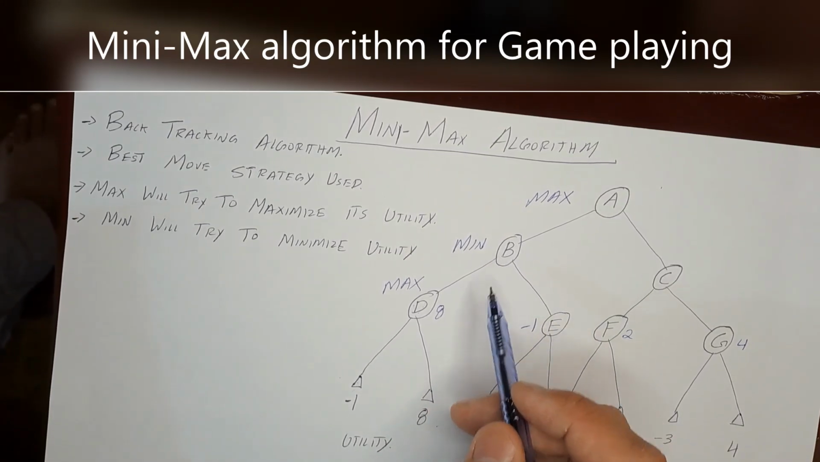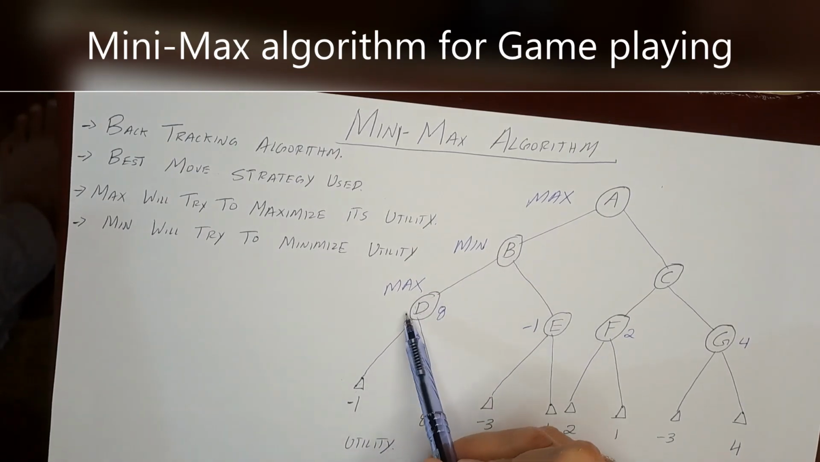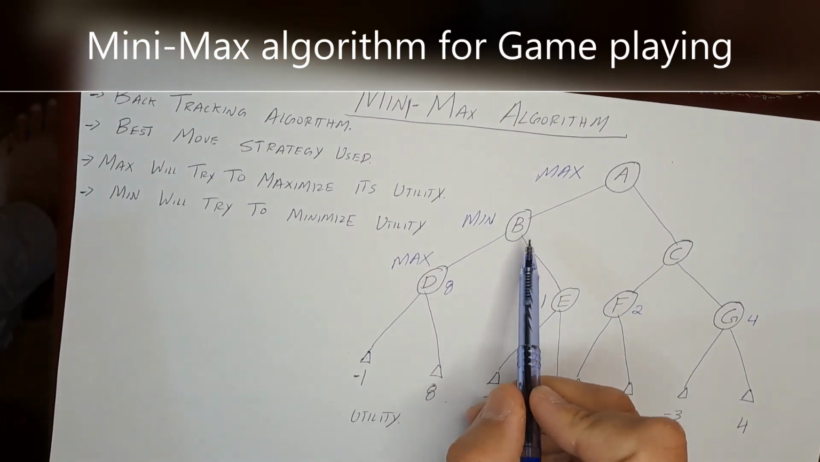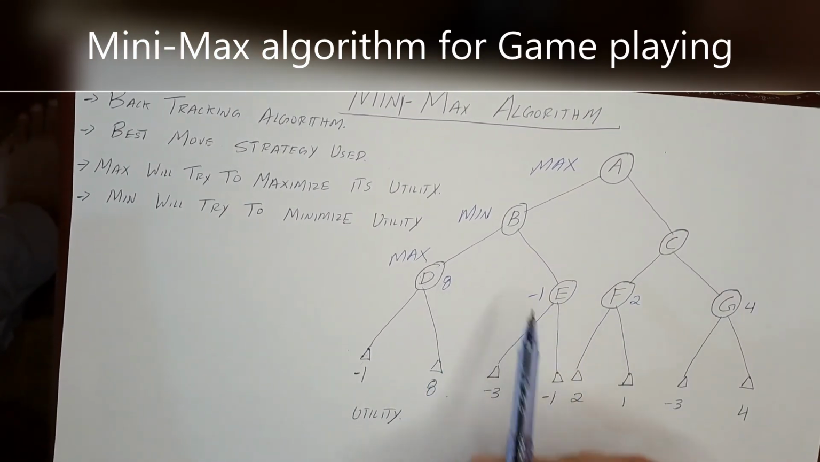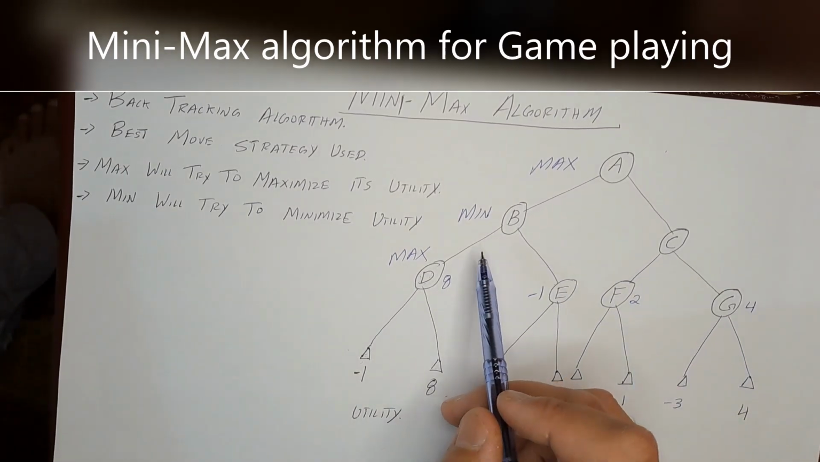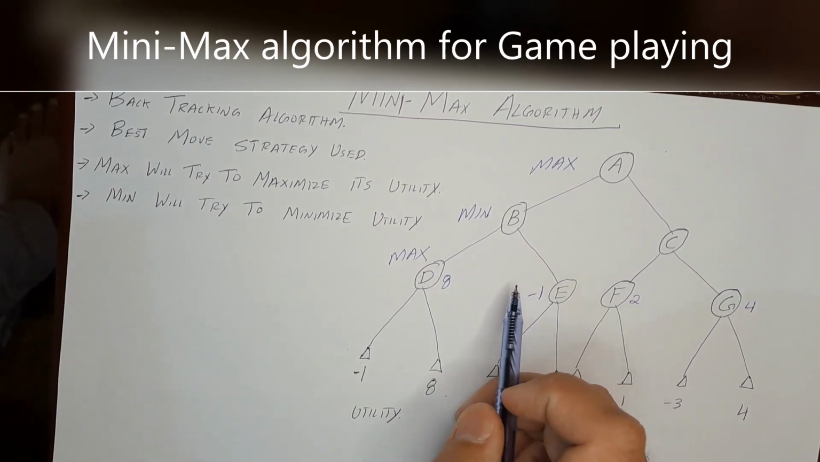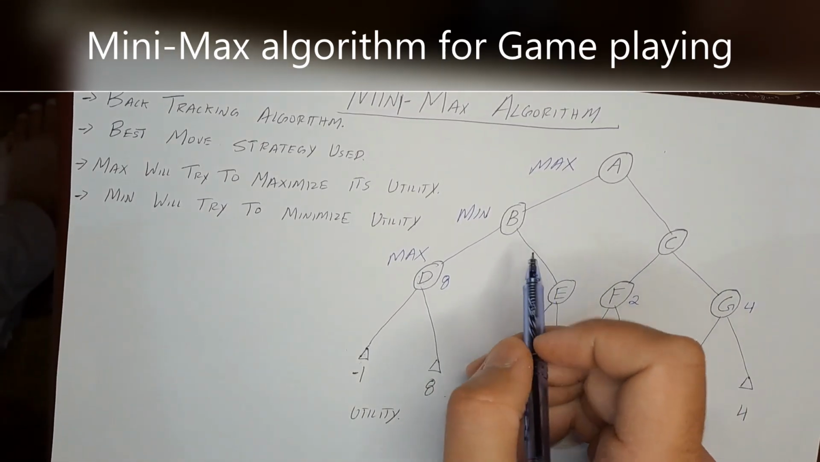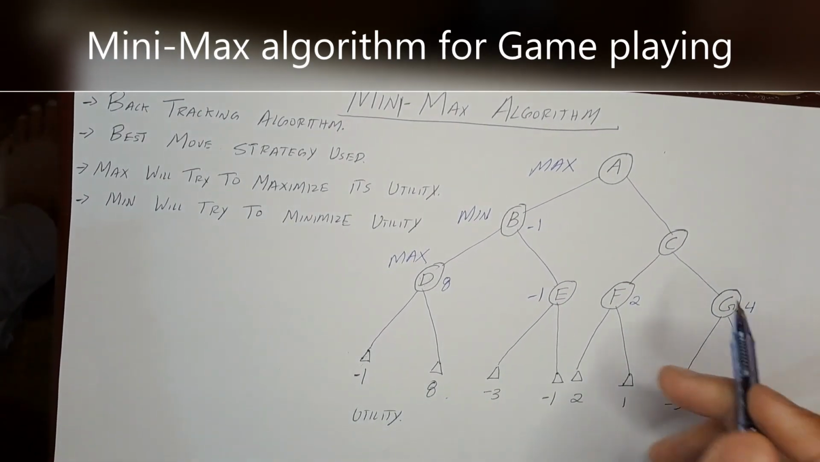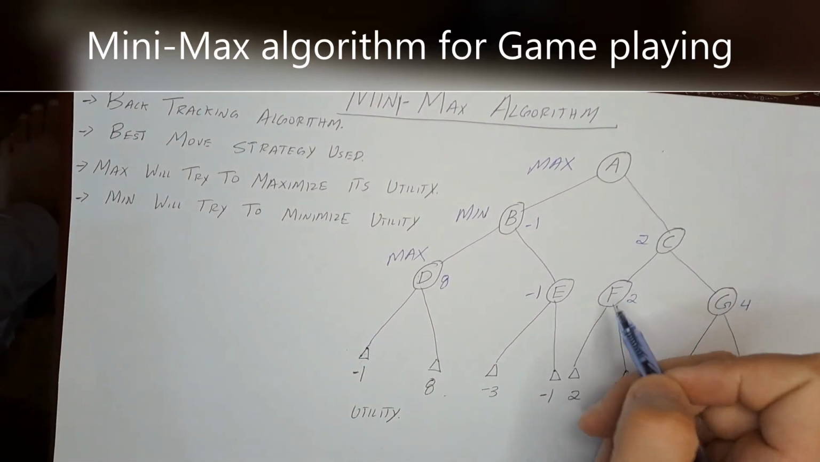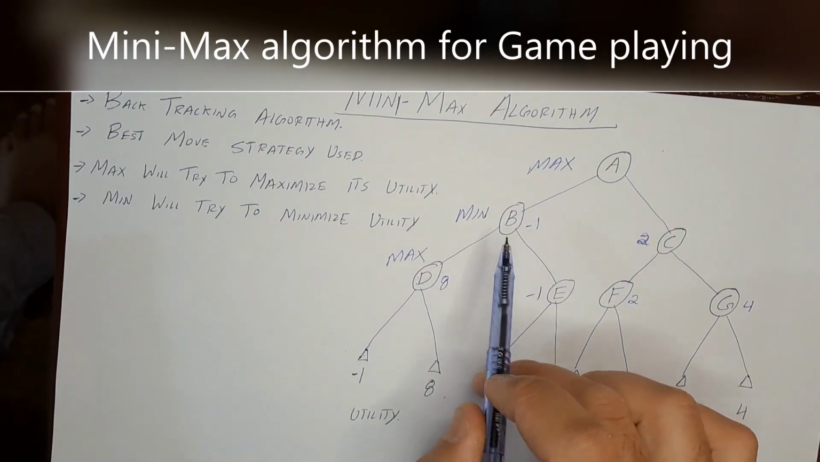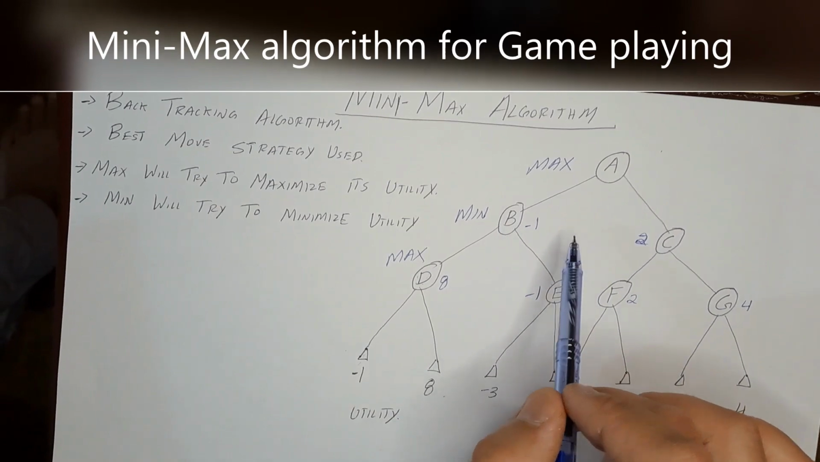In case of Min, he will try to minimize the reward of Max. So when Min is at position B, he has two values available, 8 and -1. And at C, he has two values available, F and G. He will definitely choose the one that is smallest to minimize the reward of Max. So here he will choose -1. And in case of C, he will again choose 2, because this is less than 4. So this is the minimum Min chose.